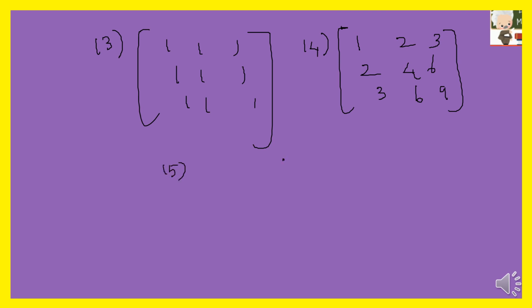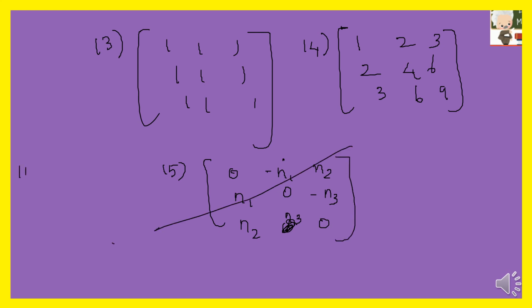it is 0, minus n1, n2, n1, 0, minus n3, n2, 0. Sorry, this is n3. Okay, I will rewrite this 15th question again. The 15th question is: 0, minus n1, n2; minus n2... n1, 0, minus n3; n2, n3 and then 0.